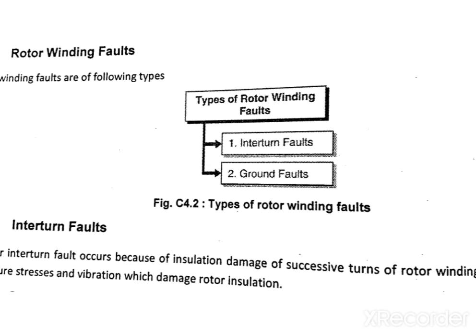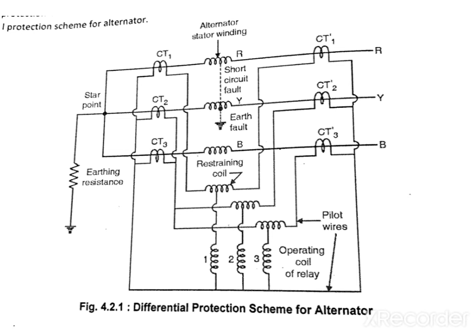The commonly used protection scheme for the alternator is differential protection. This is the arrangement of the differential protection scheme for the alternator. This is also called Merz-Price circulating current protection. This protection scheme is used for the interturn faults of the alternator in the stator winding. The three-phase alternator stator winding is star connected, so the star point is earthed with resistance. These are the three phases R, Y, B, and this is the star point of this star connected winding.